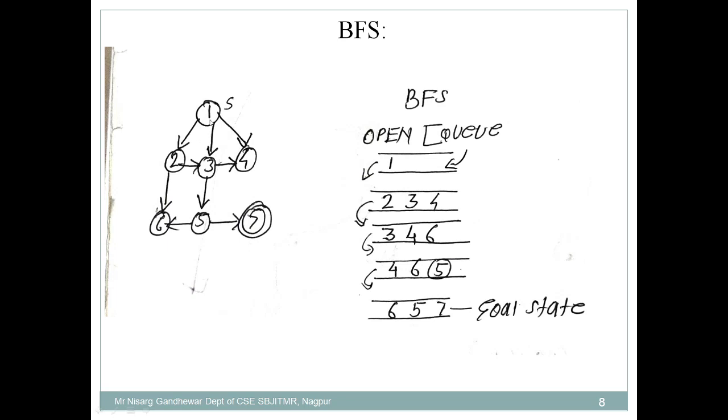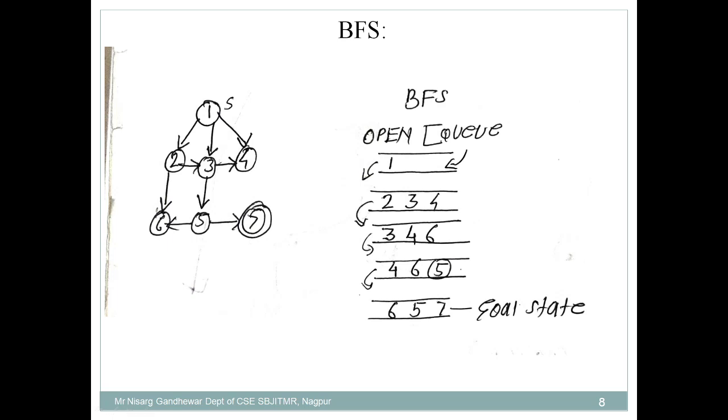Now see here, the general strategy is that all the successors present at one level should be visited. What are the successors of 1? 2, 3, 4, which are present at this level, and they are visited first. 2, 3, 4 are visited, later on 6 is visited, then 5 is visited, and then 7 is visited. So in this way breadth first search works.